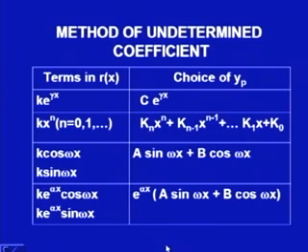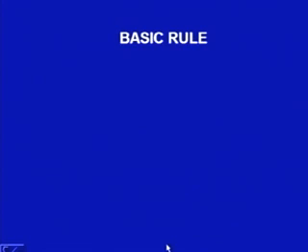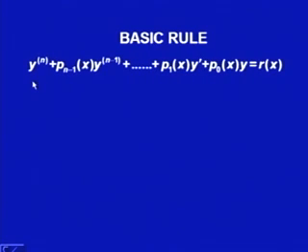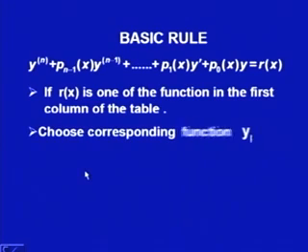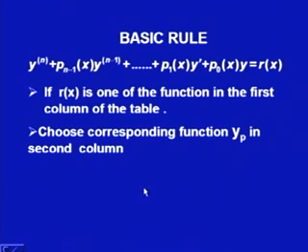So, what is the rule of this method? Just now I have defined the basic rule, which says: for the equation y to the power n plus p n minus 1 x times y to the power n minus 1 and so on plus p 1 x y dash plus p naught x y equal to R x, where p n minus 1 x, p 1 x and p naught x are constants, not functions of x, and R x is of any form given in the previous table, that is, the first column of the table I just explained, then choose the corresponding function y p from the second column.